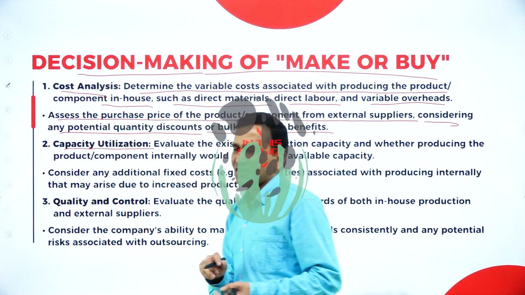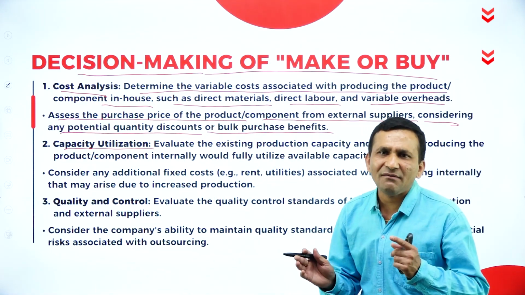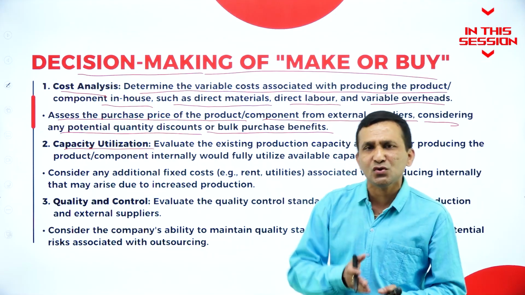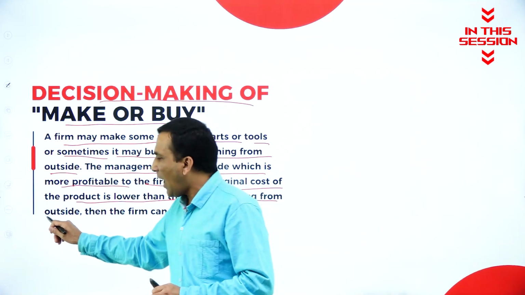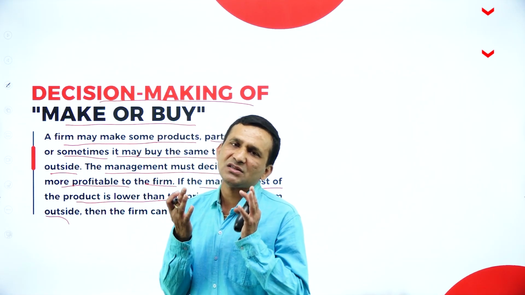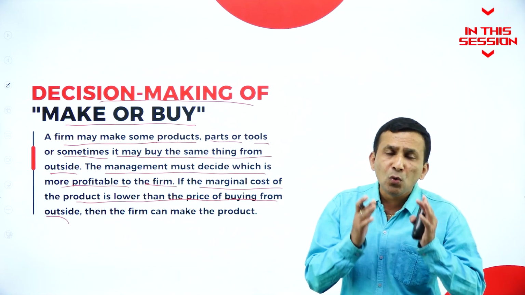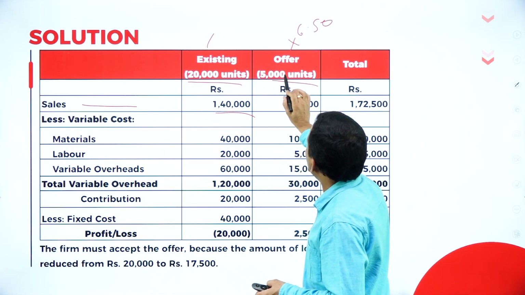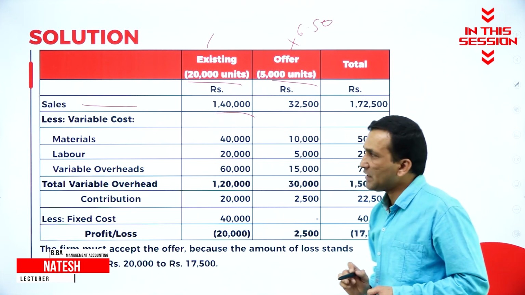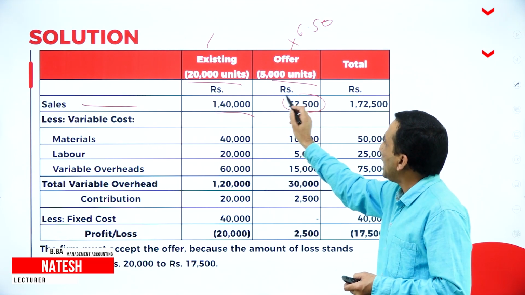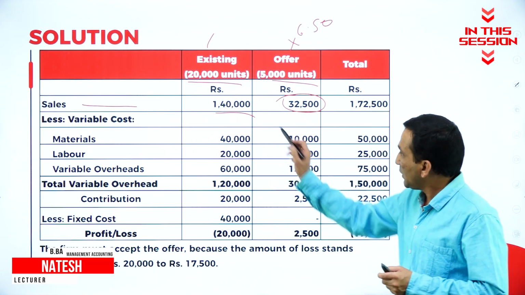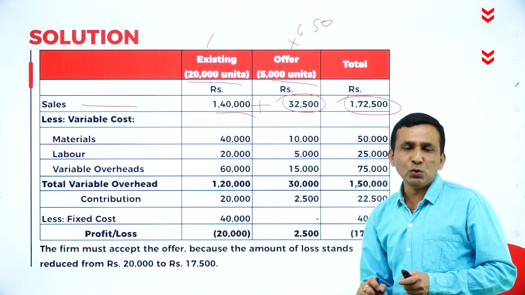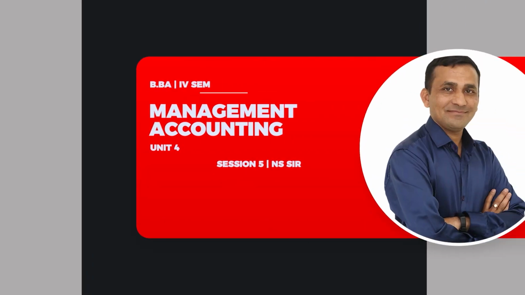Capacity utilization: whatever resources you have, ensure maximum optimum utilization of the resource to increase productivity. After preparing a marginal cost statement, we will get to know the cost we have incurred. Now for 5000 units, we are charging 6 rupees 50 paise, so the sales value is 32,500. Now if you add the total cost together, we will get 1,72,500.